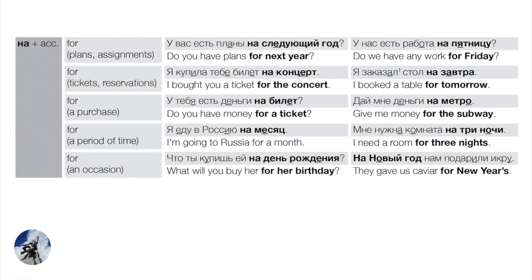For in the sense of plans or assignments. У вас есть планы на следующий год? Do you have plans for the next year? Okay, so the idea is a plan, so to speak, onto the next year. Right, we're looking forward to the future. We're not in the next year. We're thinking about plans directed toward or for or onto the following year.